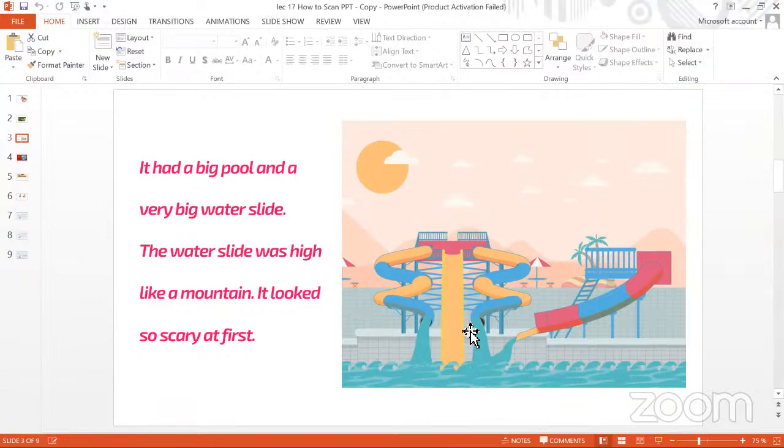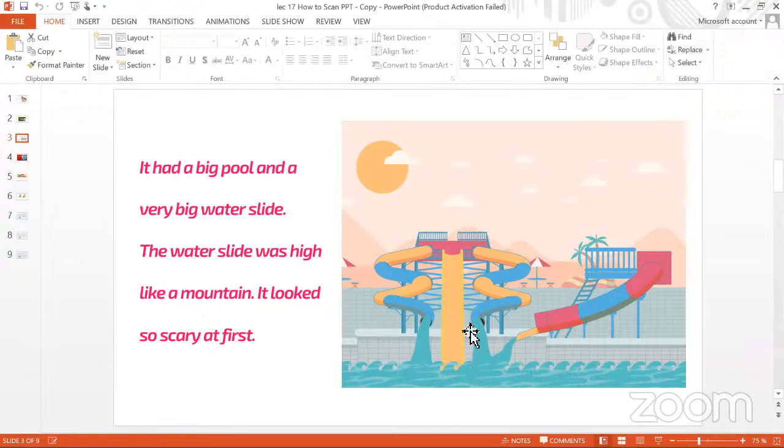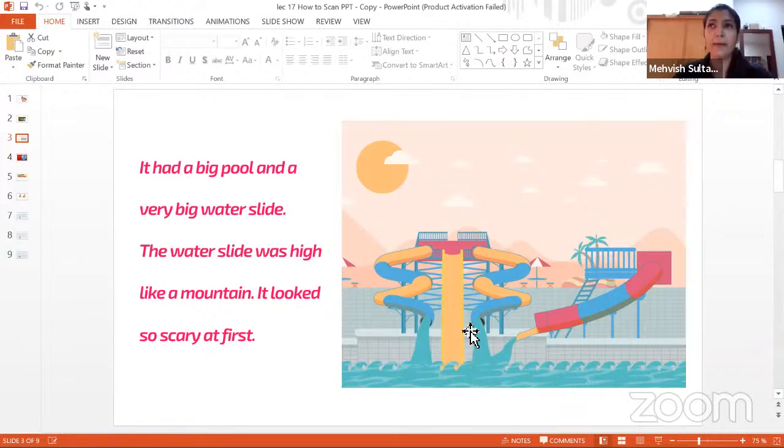It had a big pool and a very big water slide. The water slide was high, like a mountain. It looked so scary at first. Lovely. Well done. Can you try to say the word mountain? Mountain. Mountain. So, mountain. Thank you very much.